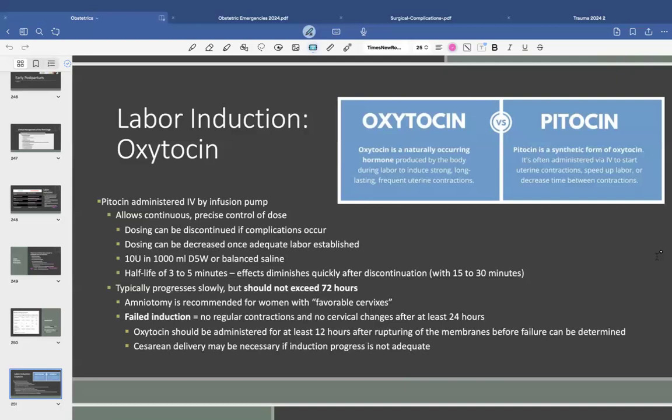What is a failed induction? You gave the mom the oxytocin, and there have been no regular contractions. The cervix has not changed after 24 hours. That is a failed induction: no regular contractions and no cervical changes after at least 24 hours.